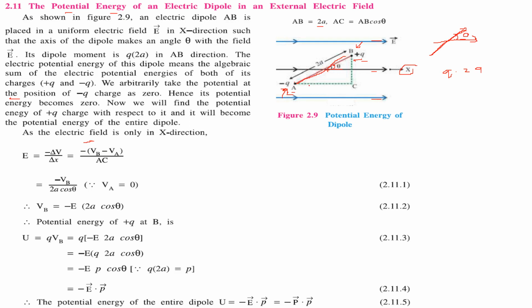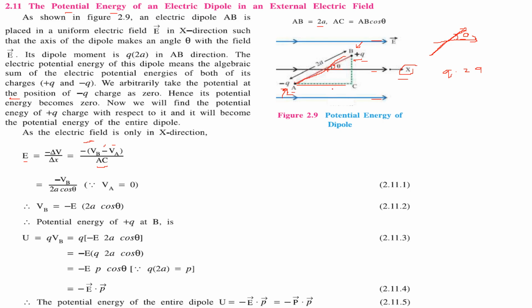The electric field is only in X direction. So as you see here, the electric field is only in X direction. So what do we get here? Electric field E is given by minus del V by del X. And what is this del V? Del V is the difference in potential between this A and B because of these two charges. So del V will be VB minus VA by the delta X. Delta X is nothing but the distance like this here.